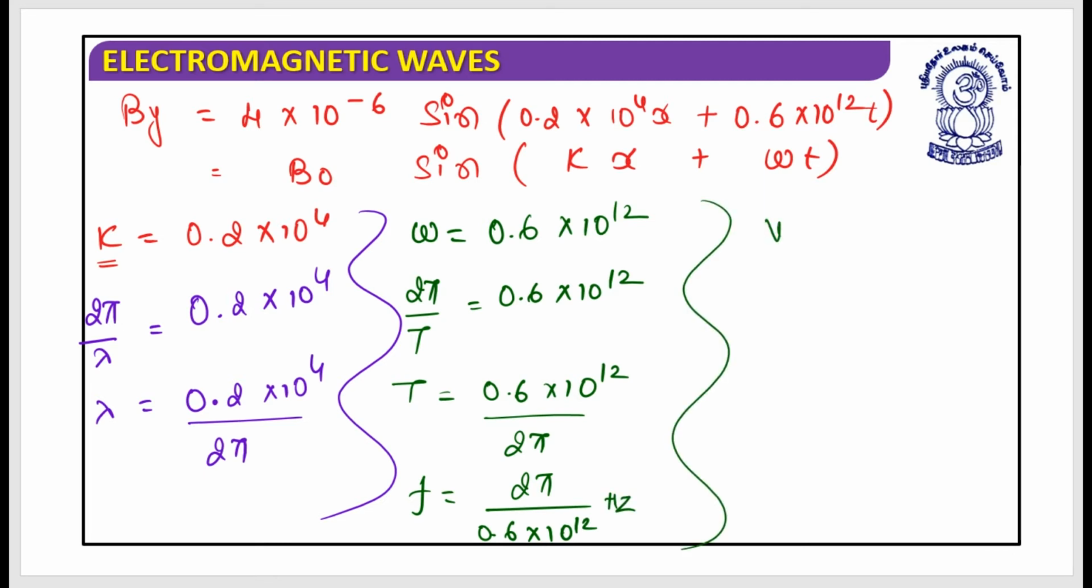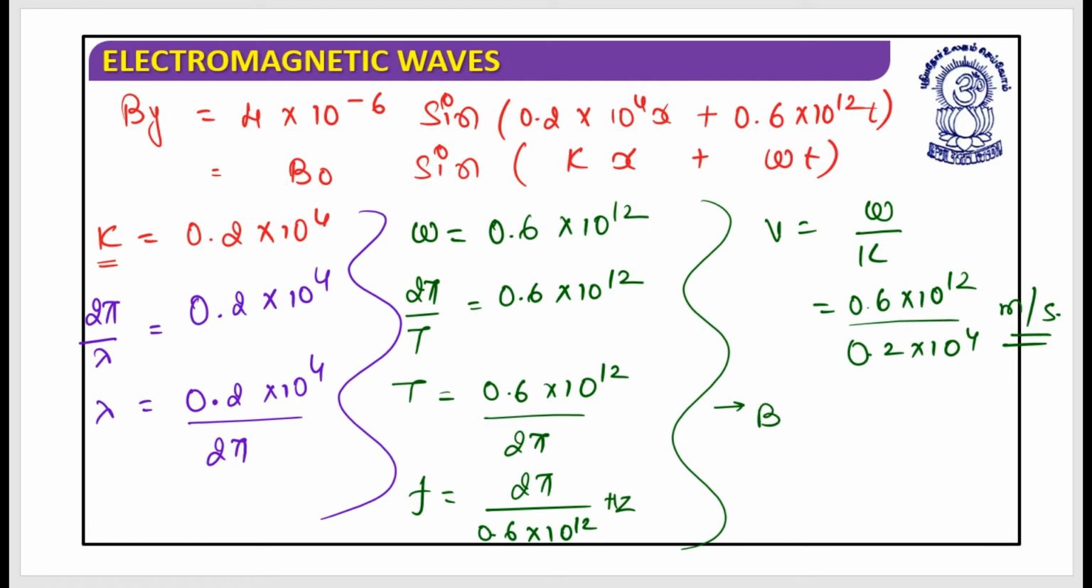Yes, for the wave velocity you can go with omega by k, and that is 0.6 into 10 to the power 12 divided by 0.2 into 10 to the power 4. Yes, you can solve this later in meters per second. And the magnetic field travels in, as they have been connected with the positive, it's a plus. So the magnetic field travels in the negative y direction. I hope this is clear.